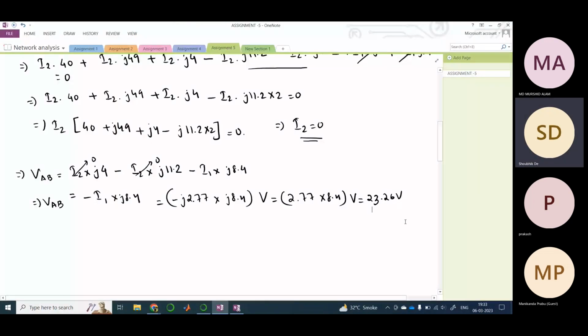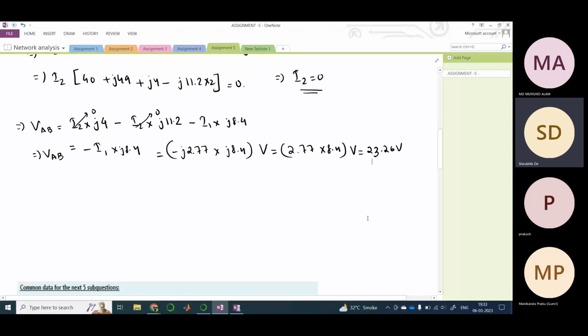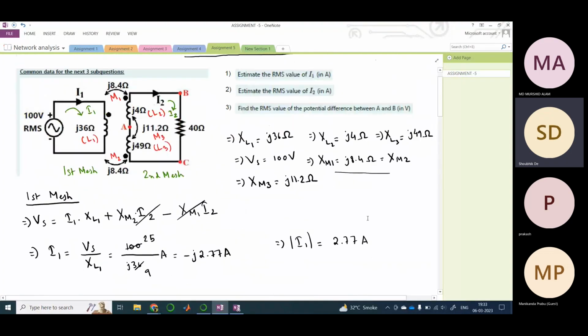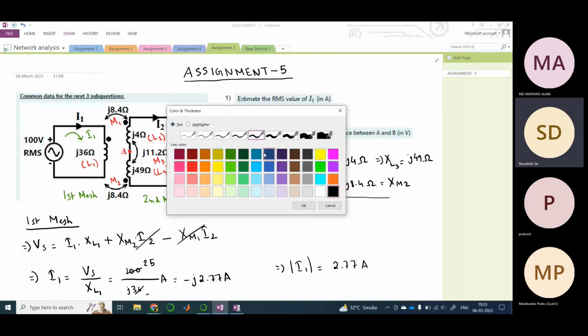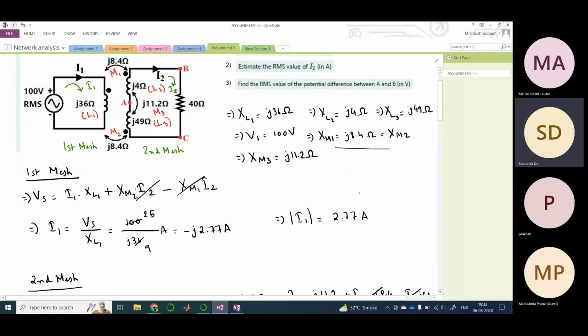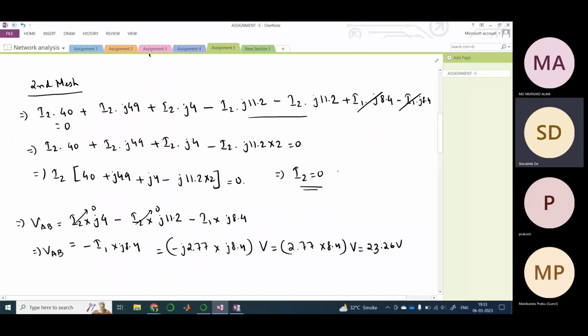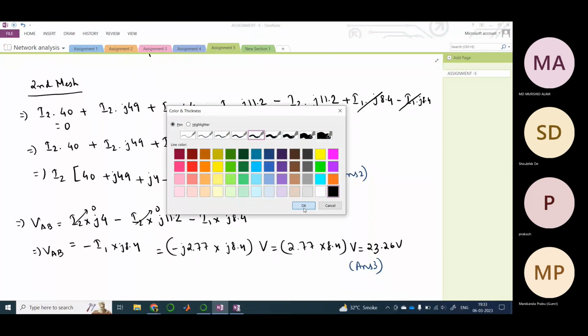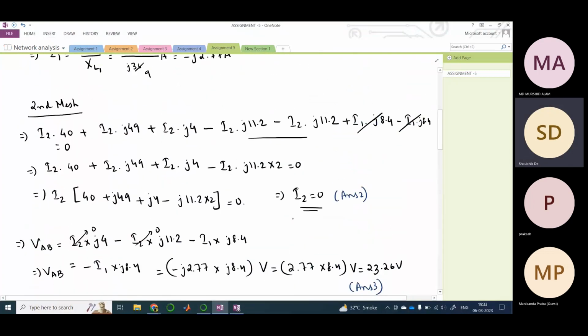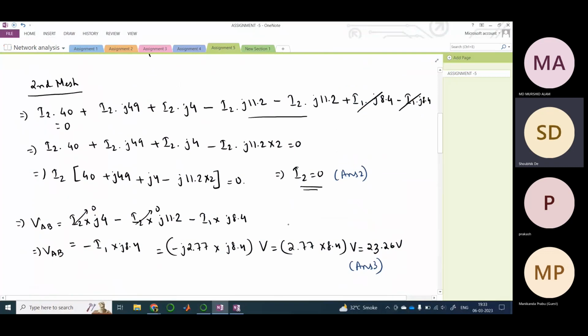Okay, so this is the answer to the third part, right? The RMS value of the potential difference between the points. Let us just highlight the answers. This is answer 1, this is answer 2, and this is answer 3. So I'll just stop here, and if you guys have any doubt, you can ask.